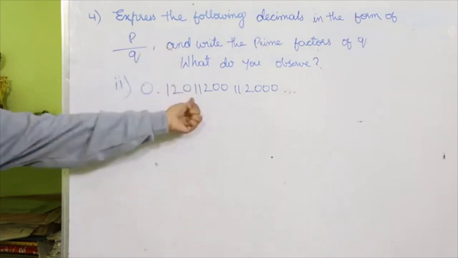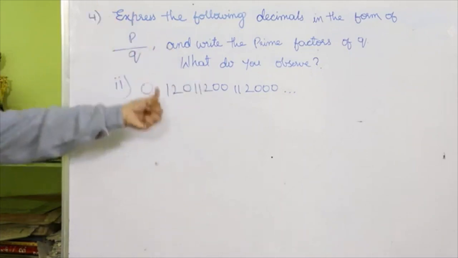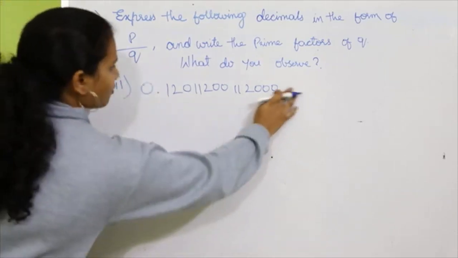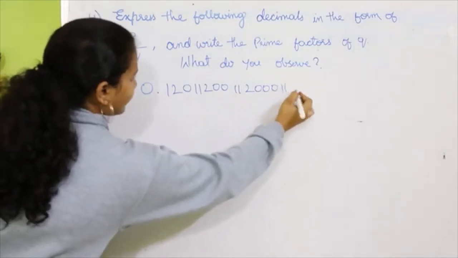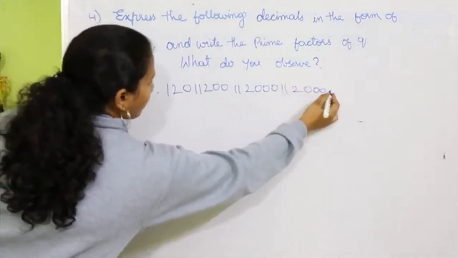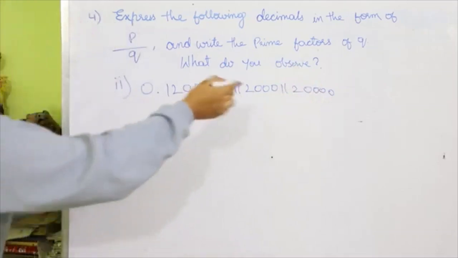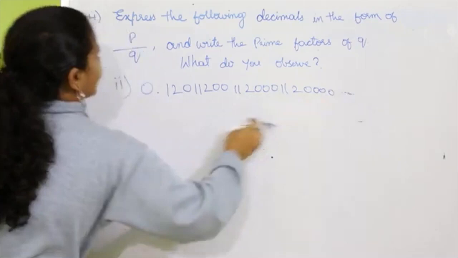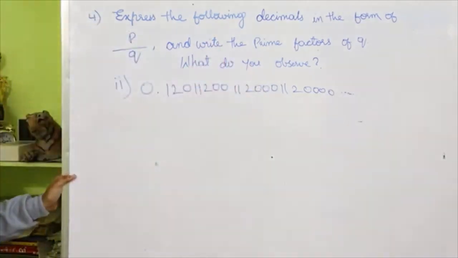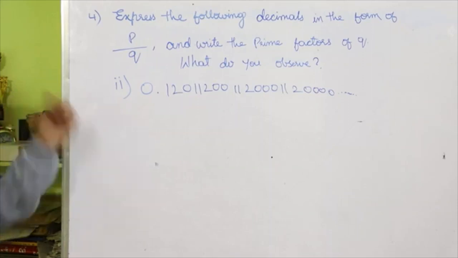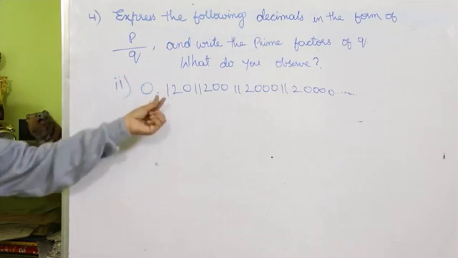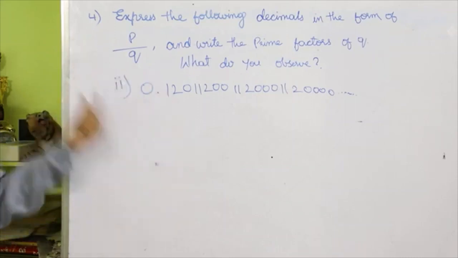0.120 11200 11200. If I extend it further, what can I write? 112, then 1 2 3 4, four times 0, 112. Let me put dots, so it goes on. If I extend this, it becomes 112, 5 times 0, 112, 6 times 0, 112, 7 times 0, and the numbers keep going on. Therefore here we are getting an odd pattern. This is an irrational number.